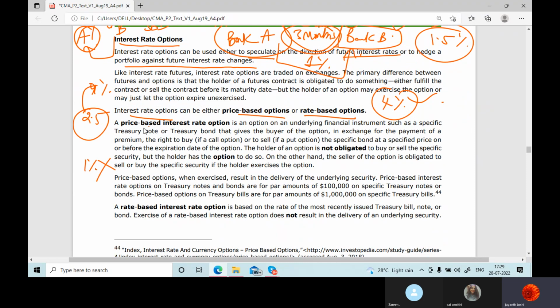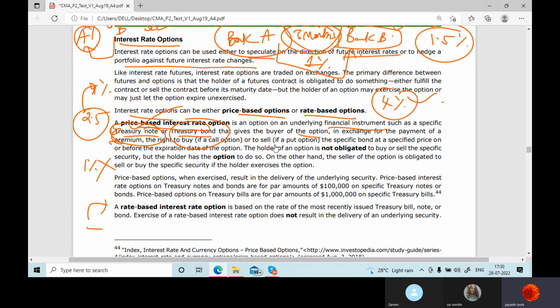Price based interest rate option is nothing but an option on an underlying financial instrument such as a specific treasury bond. This is a money market instrument. This is a discount instrument actually, because treasury bonds are always usually issued at discount and redeemed at par. Okay? That gives the buyer of the option. So what is happening?